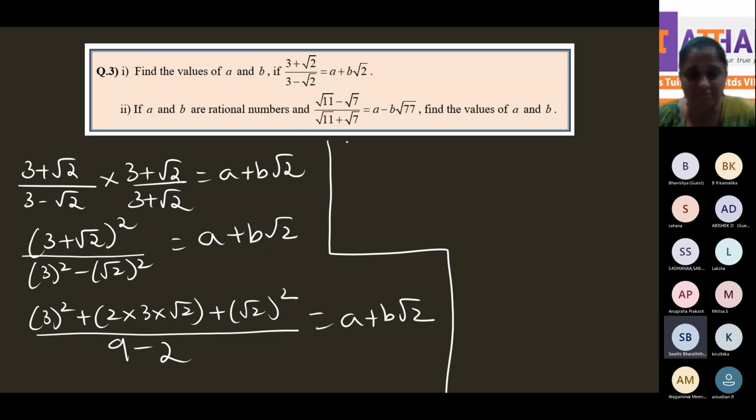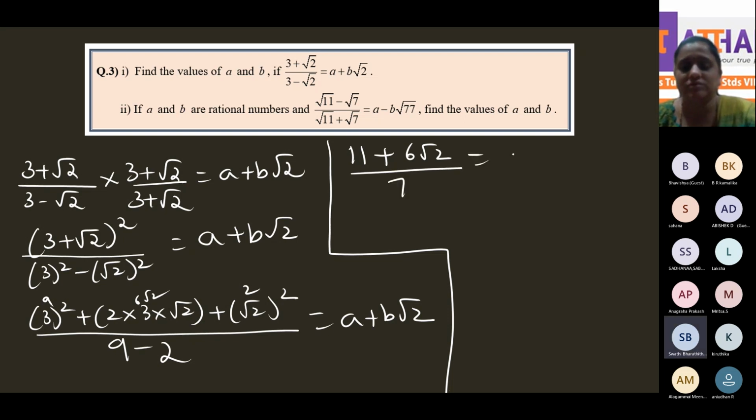I'll continue here. Ma'am, upon solving we'll be getting 11 plus 6 root 2 by 7. Yeah, 9 plus 2 is 11, so it will be 11 plus 6 root 2, divided by 7, is equal to a plus b root 2.